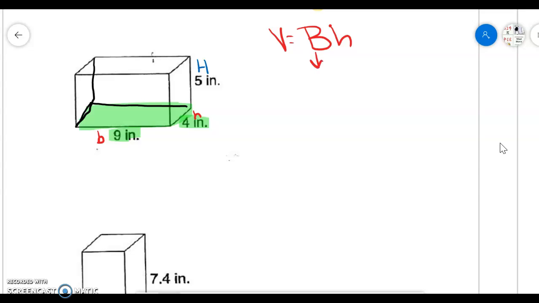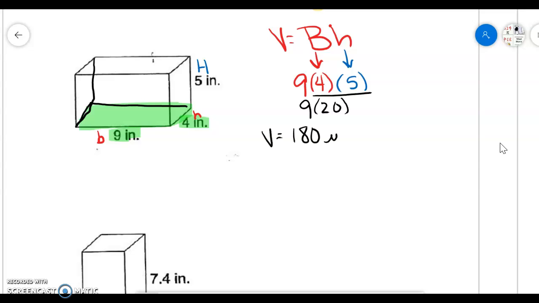Remember, big B is area of the base, the numbers on the base shape. So 9 times 4, and our height is 5. Remember, multiplication is commutative, so I'm going to go ahead and do 4 times 5 first, so I can just do this in my head. So 9 times 20 is 180 inches cubed.